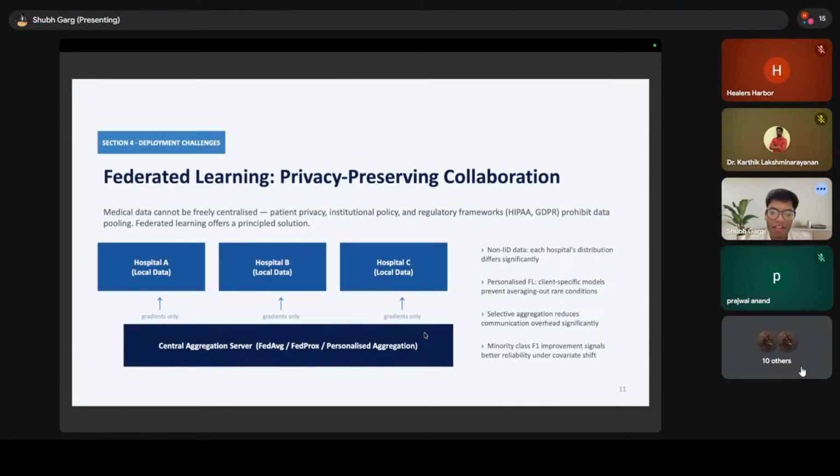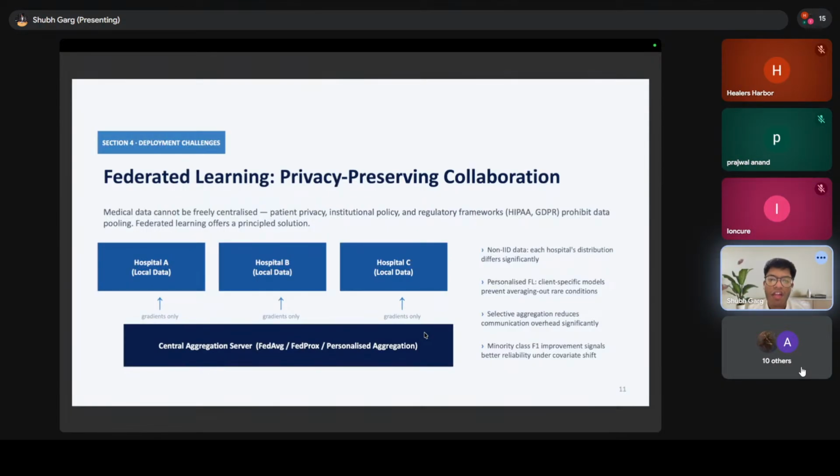Federated learning introduces its own challenges. The most significant is the non-IID problem, that is, non-independent, non-identically distributed data. Each hospital has a different patient population, different disease prevalence, and different imaging equipment. Averaging gradients from heterogeneous distributions can actually hurt performance. You end up with a model that performs adequately everywhere but excellently nowhere.